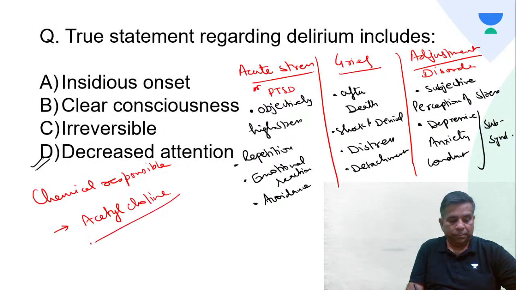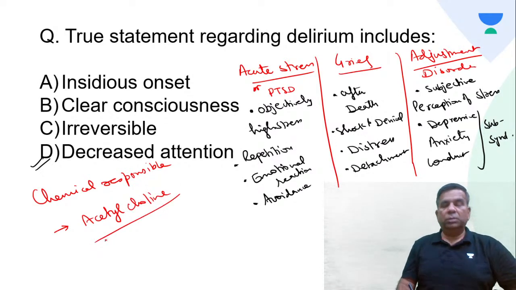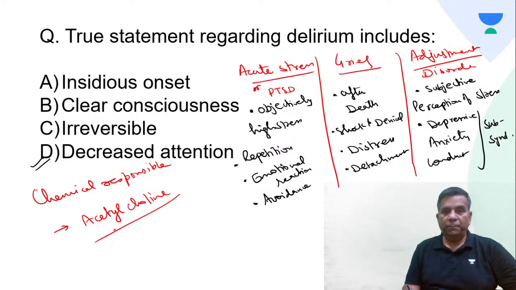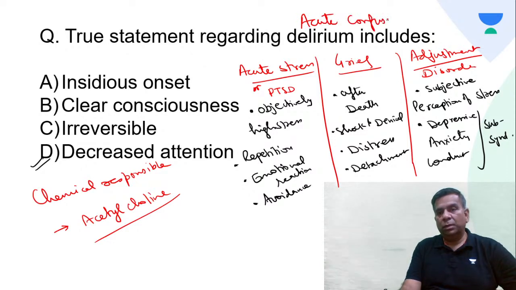Acetylcholine. Delirium happens because of a lack of choline in the brain. Somehow the choline gets affected, leading to delirium. That's why it's not an insidious onset. Delirium, by name in English, is an acute confusional state.